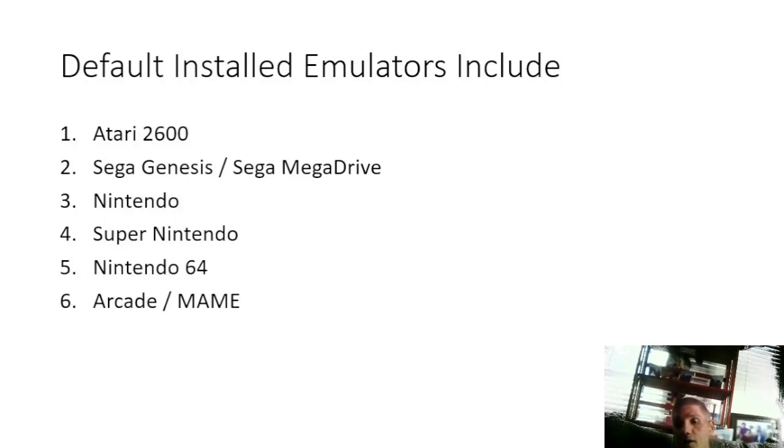I just want to talk briefly about what game console emulators are included with RetroPie by default. That does include the Atari 2600, the Sega Genesis, which is also known as the Sega Mega Drive in European nations, I think, the Nintendo, Super Nintendo, Nintendo 64, as well as the MAME emulator, which runs various arcade games.